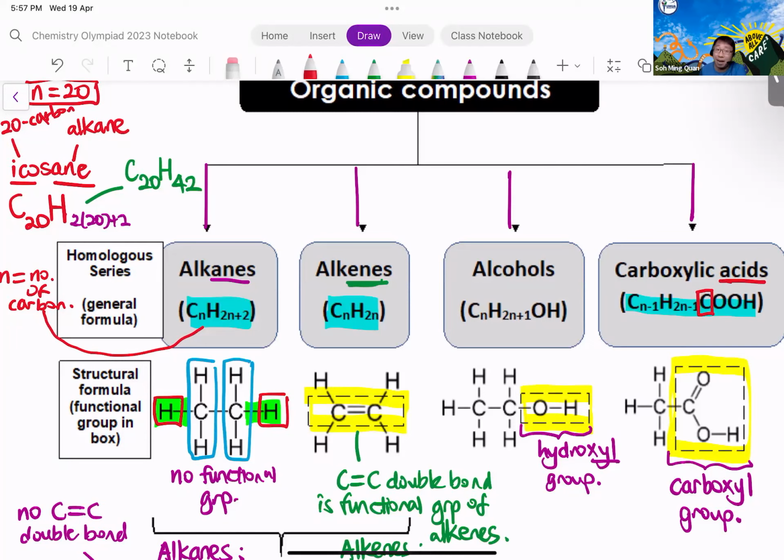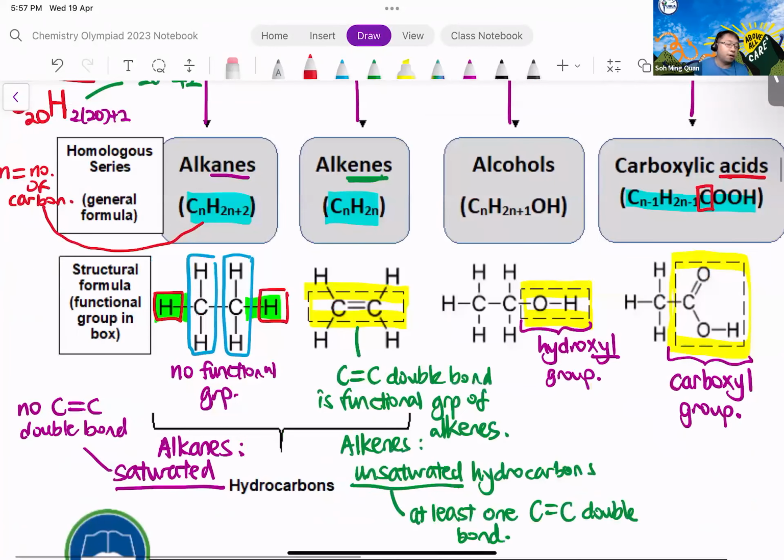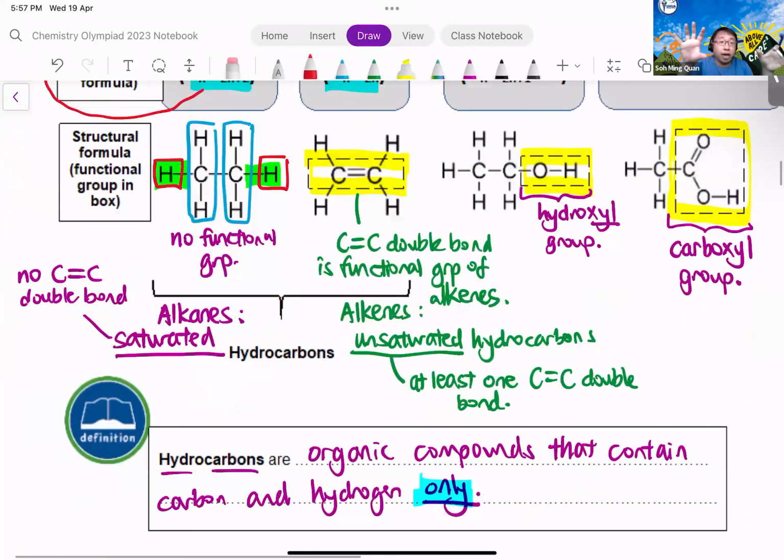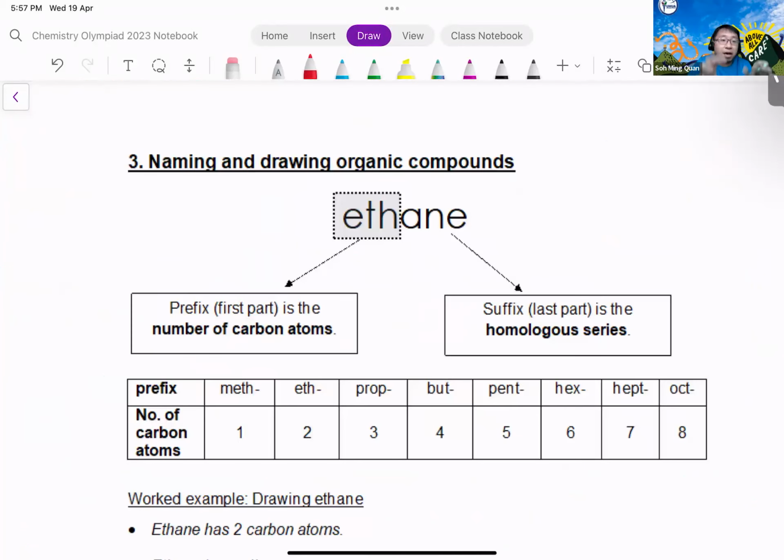Okay, so we're going to move on to naming and drawing organic compounds. It's not so difficult. You just need to follow a certain convention. So now we're going on page 5, naming and drawing. Every organic compound has a name. The name can be divided into two parts, the prefix and the suffix.